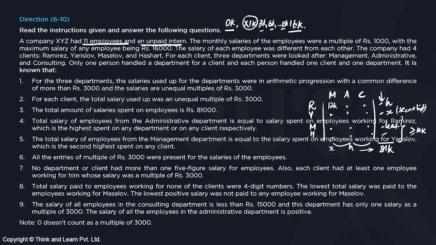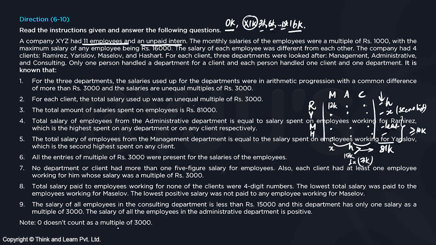The 9th point says the salary of all employees in the consulting department is less than rupees 15,000. So this is less than 15,000. And this department has only one salary that is a multiple of 3,000. So only one 3,000.